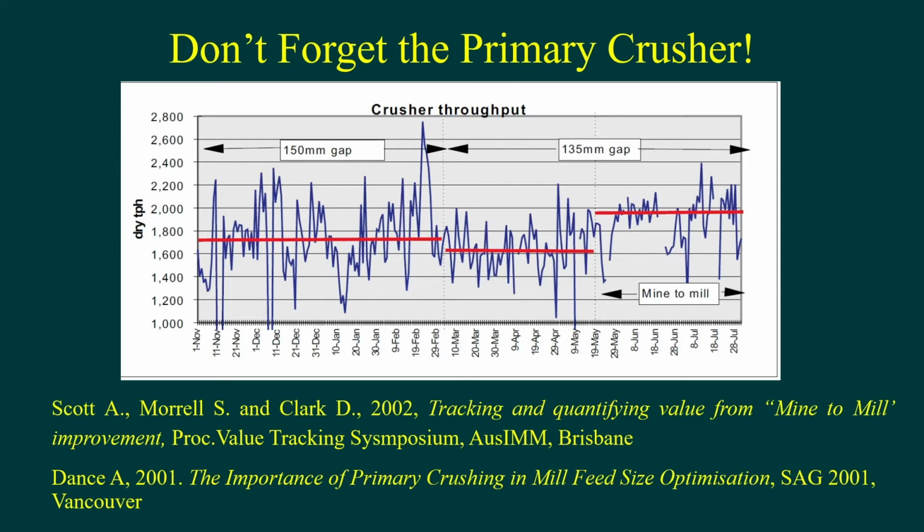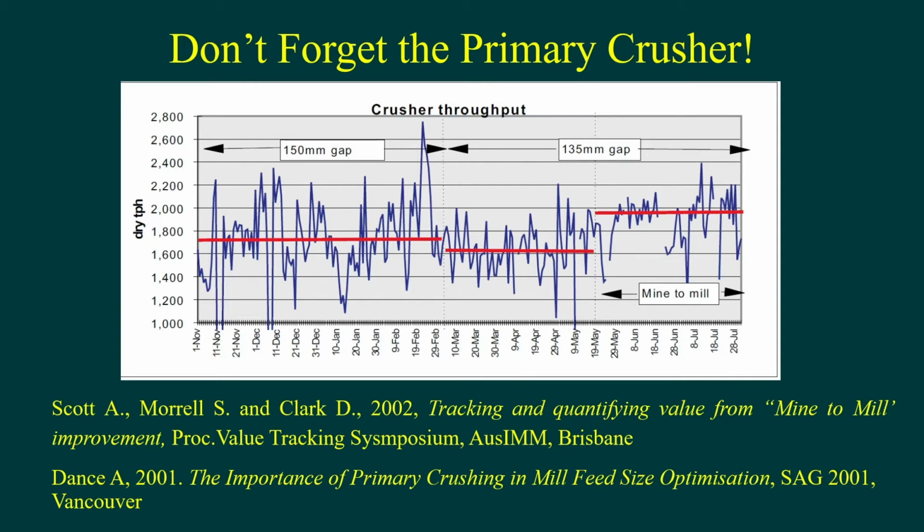And this graph here, I know there's a lot going on in it, tries to illustrate what needs to be done in the case of the primary crusher. And it's been taken from the paper by Scott, Morrell and Clark. What it shows you here on the left hand side is during periods where the gap was 150 millimeters, you can see that the crusher throughput is around about 1700 tons per hour. When the gap is closed to 135 millimeters and nothing else is done with fragmentation, you can see the throughput drops to around about 1600 tons per hour.